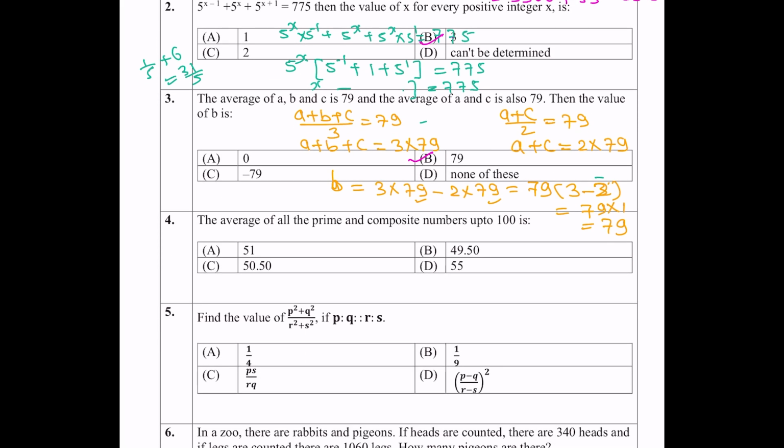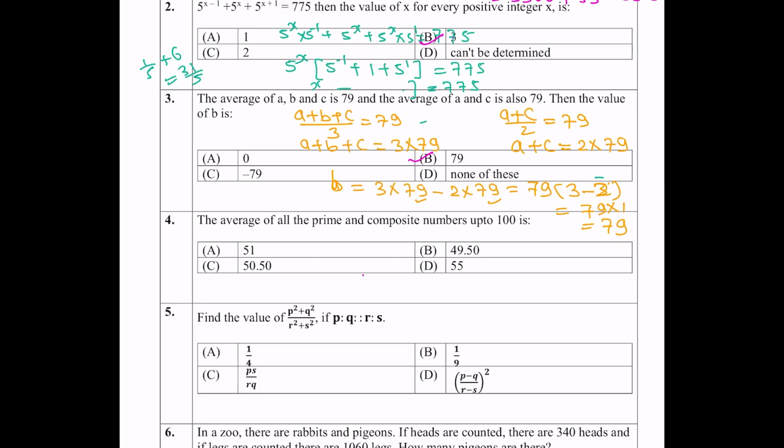Now this fourth question is somewhat interesting also. Here we have to find the average of all the prime and composite numbers up to 100. Now, prime and composite numbers: if you take any number, it is either prime or composite, except 1, because 1 we can't consider as prime or composite. Maybe you can take from 1 to 100 and get some value, but basically we have to take the numbers from 2 to 100. So here each number is either prime or composite.